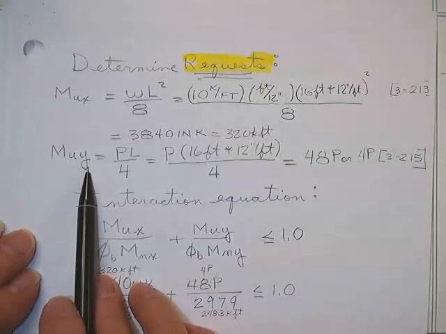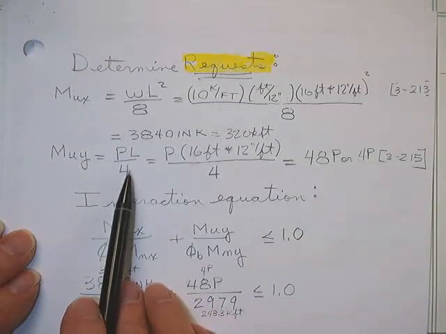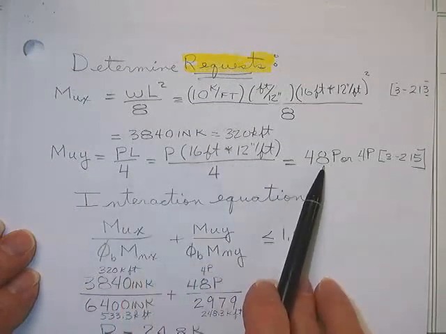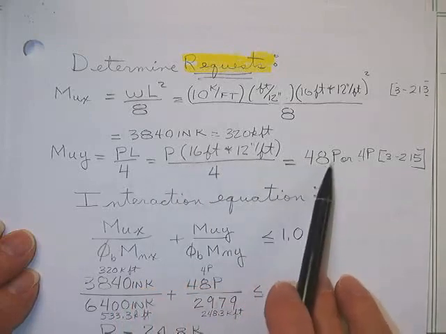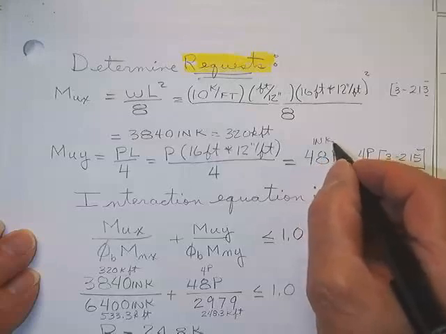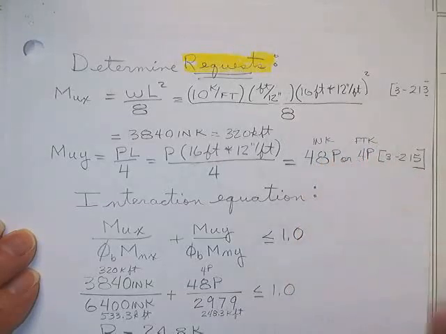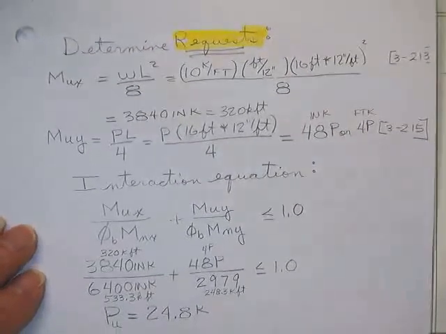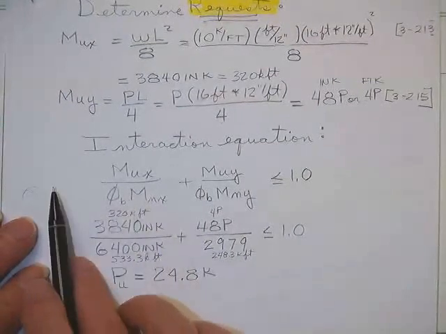And the request for bending strength, P L over 4 for a concentrated load in the middle of a beam. Of course, we don't know P, so we just have to let it go along for the ride. It would be 48 P, in inch kips. Divided by 12, this would be in foot kips. Just as long as all of the numbers in your interaction equation are consistent, it doesn't matter.